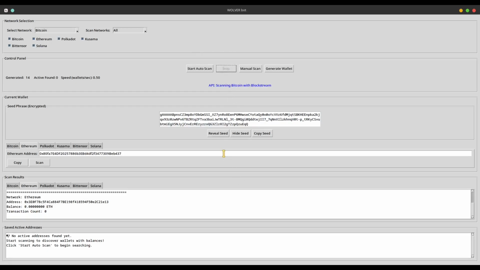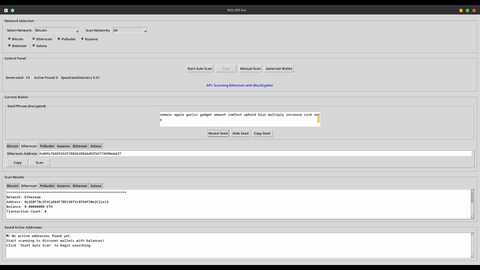Live API pings. Look at the results. Live API pings are firing globally. Blockstream, ping, Solana, RPC, ping, Ethereum archive nodes, ping. Each request asks the blockchain a simple question. Does this address exist? Is there a balance? The blockchain answers every time. No hesitation, no mercy.